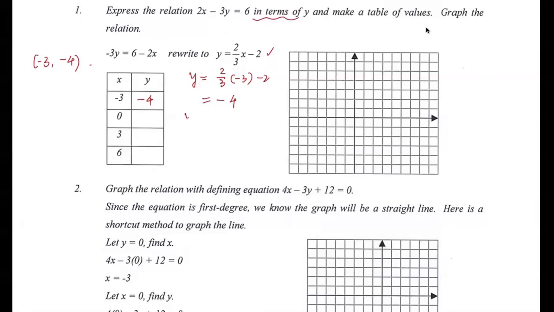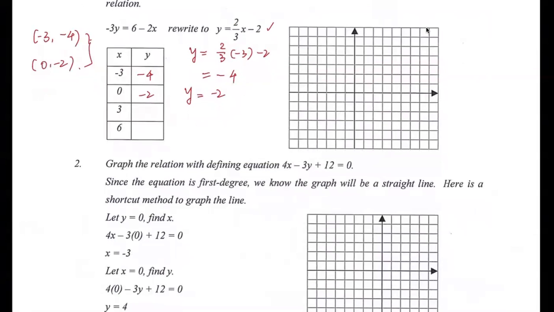When x is equal to 0, y is equal to 0 minus 2, minus 2, which means 0, minus 2 is also on the straight line. If we have these 2 points, we can already draw the straight line, okay? But let's do the other 2 points.